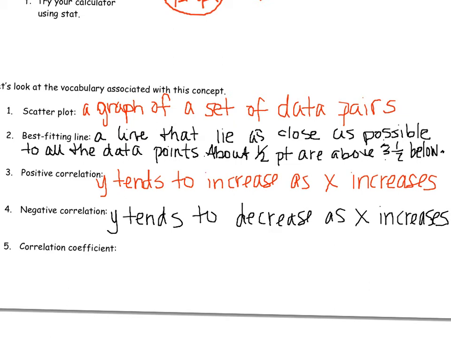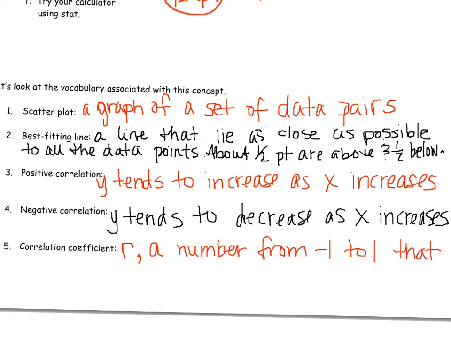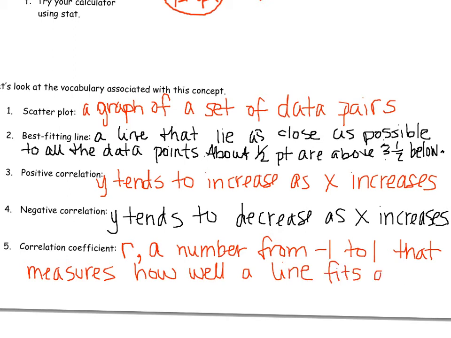And then the last vocab here is the correlation coefficient. This is R. We use the letter R to represent our correlation coefficient. The correlation coefficient is a number from -1 to 1 that measures how well a line fits a set of data.